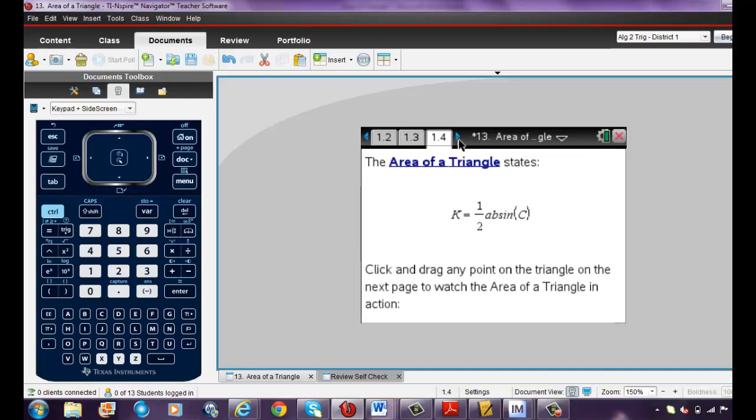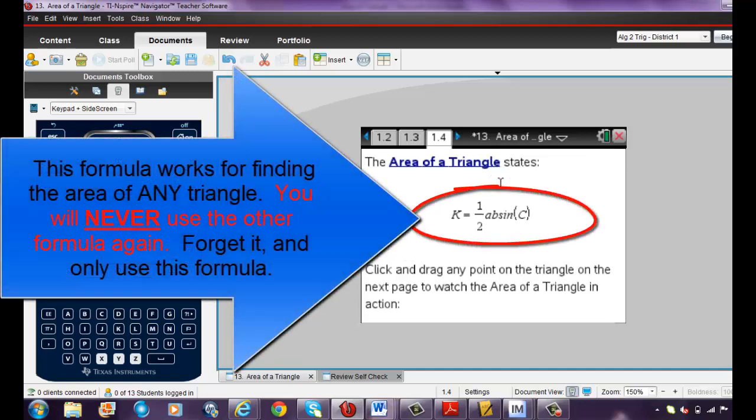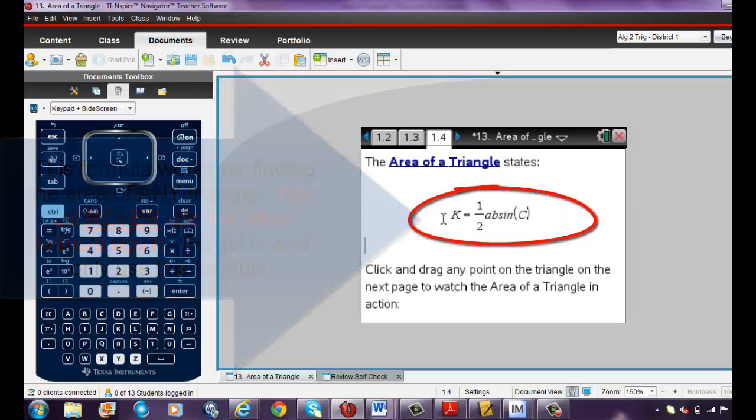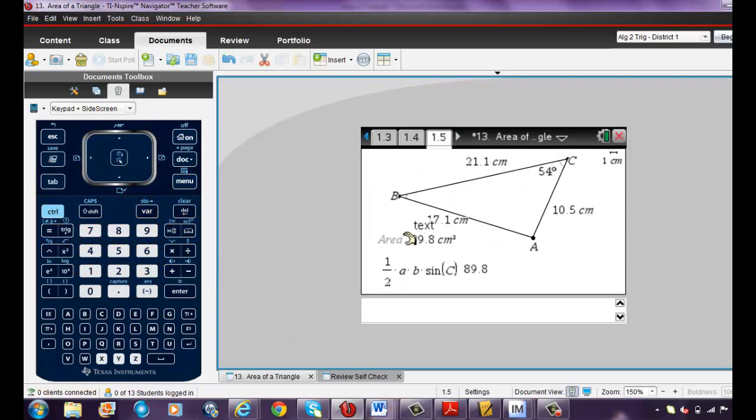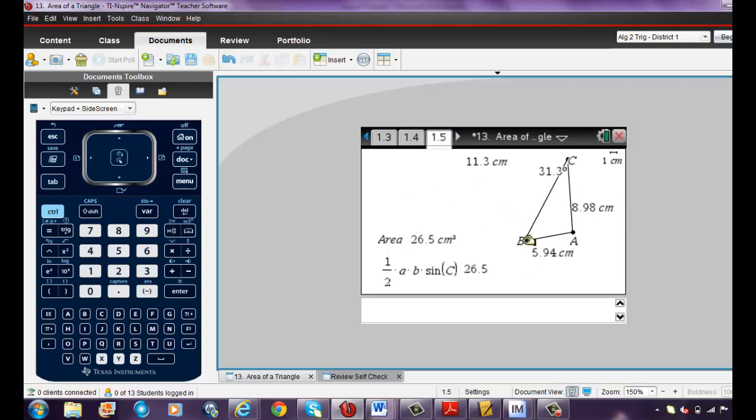And that is our new area of a triangle formula. Area is 1/2 AB sine C. Not sure why they use K. So if you go to the last page of your Inspire document, it's like your other Inspire documents where you can test this formula. I can make any triangle and find the area of it. It does not depend on base and height. So you will no longer use the old 1/2 base times height formula anymore. From this point forward, you will always use 1/2 AB sine C.